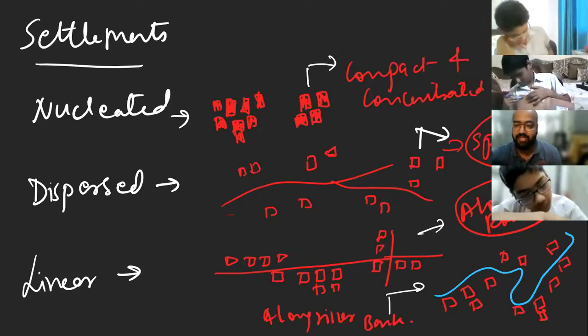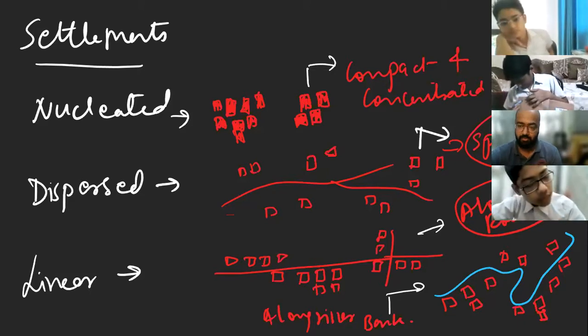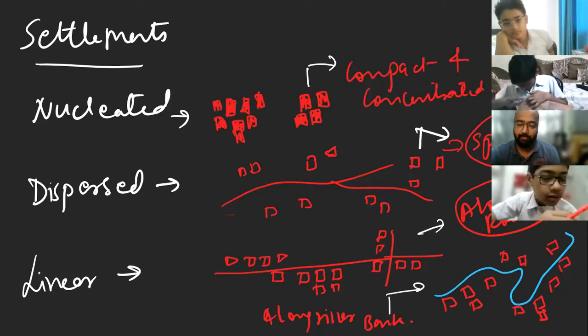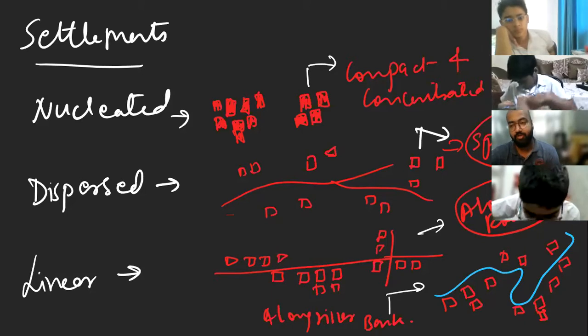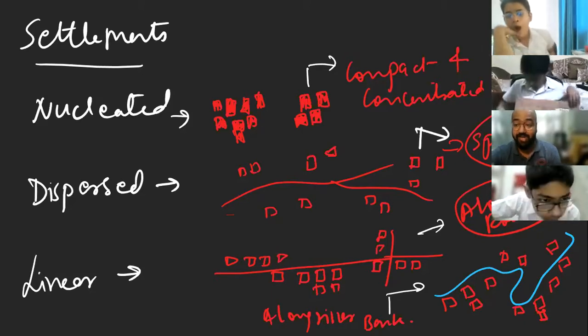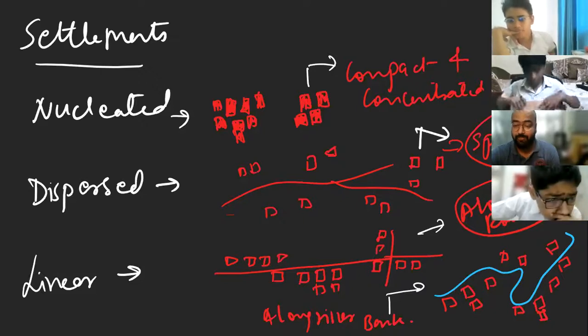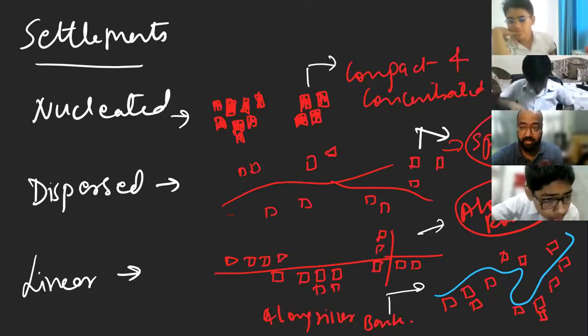Now we have three types of settlement. Settlement means the arrangement of the houses of the people. It not only includes the houses, it includes all the buildings. It can be a temple, a mosque, a post office, or a police station. But how they are arranged over an area is the type of settlement. So there are three types that I have discussed.